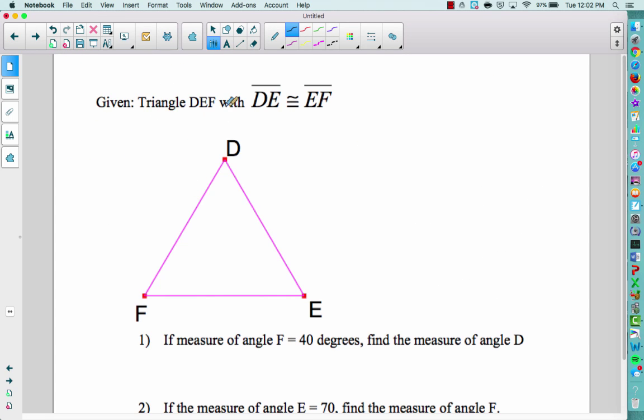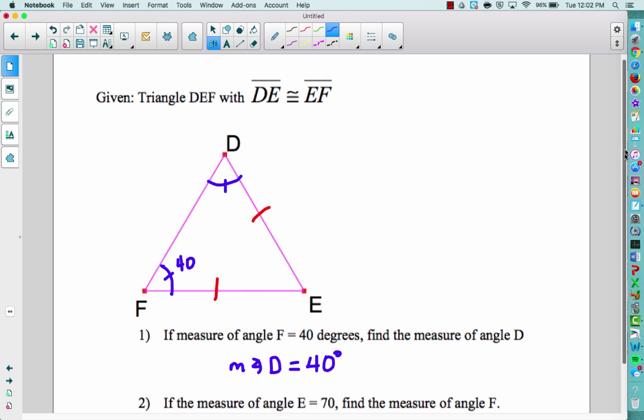So I give you a triangle. It says DE is congruent to EF. I want to be very careful in my labeling. So DE is congruent to EF. As soon as I do that, then I'm going to mark the angles that are opposite them congruent. So I'm going to mark this congruent to this because of the isosceles triangle theorem. So now it says if the measure of angle F is 40 degrees, so this is 40, find the measure of angle D. Well, if F is 40, well then D is 40 because they are congruent. So the measure of angle D would be 40 degrees.